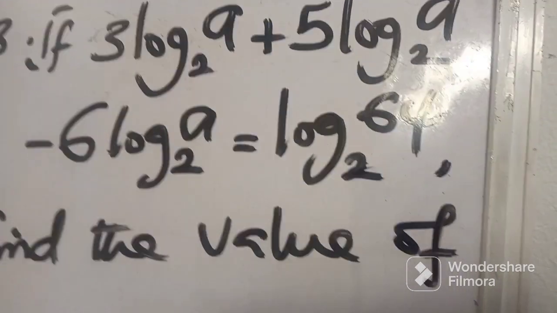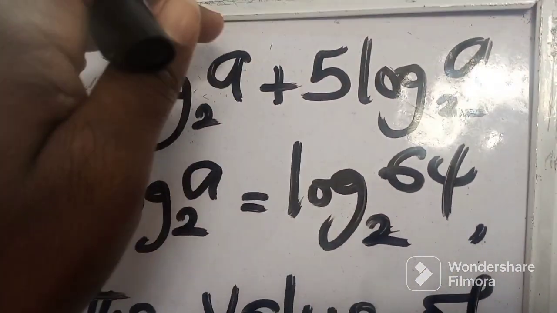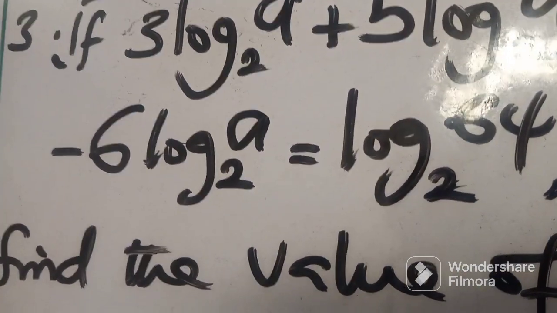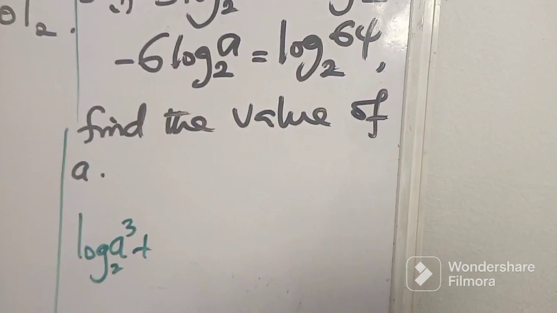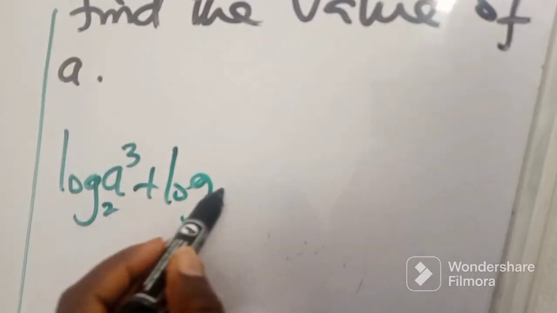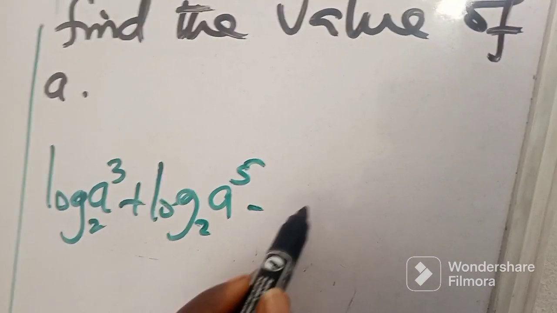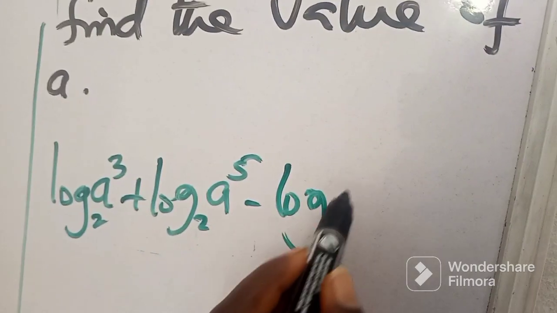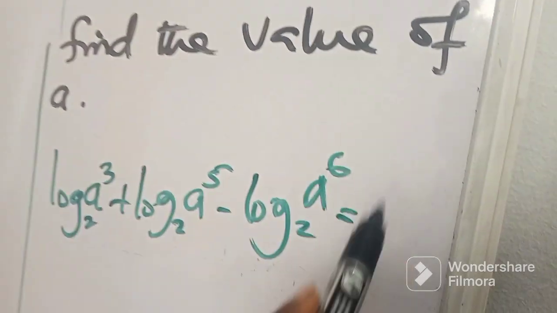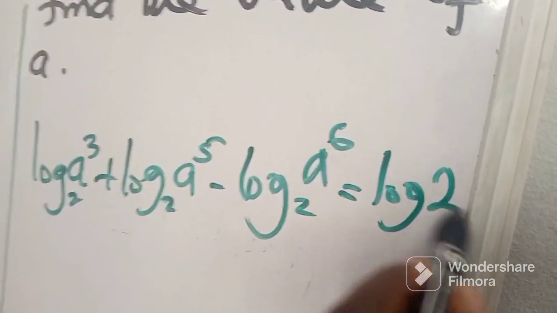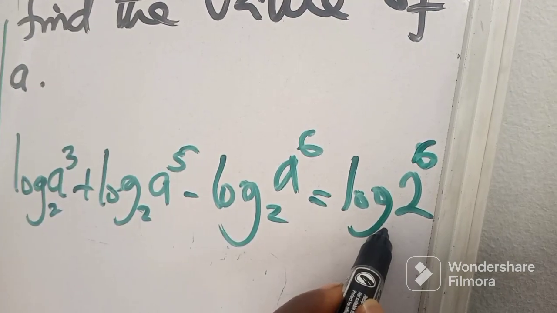So what we are going to do is that there's a law in logarithm so that we can take this power up. So we have log a base 2, but since the 3 is coming up, it will give us log a raised power 3 base 2, plus the 5 will also go up, giving log a raised power 5 base 2. Then minus the 6 will go up, so we have log a raised power 6 base 2, equal to, now log 64 is the same as log 2 raised to power 6 base 2.